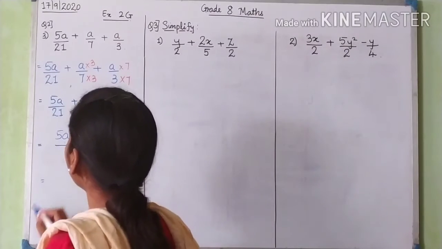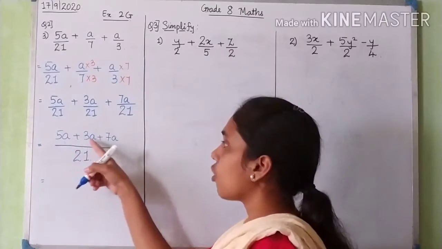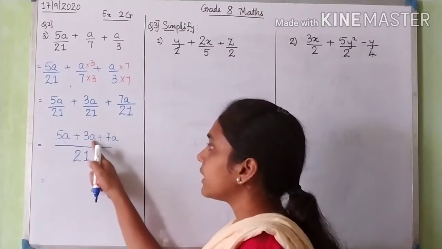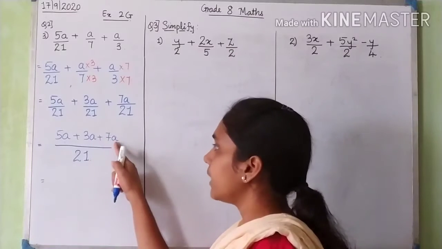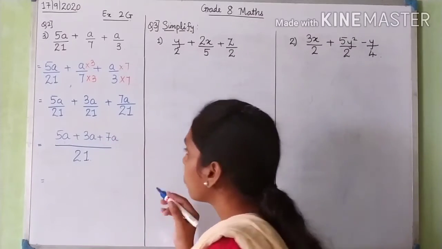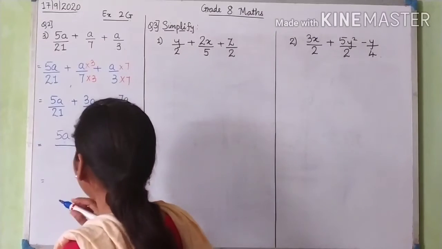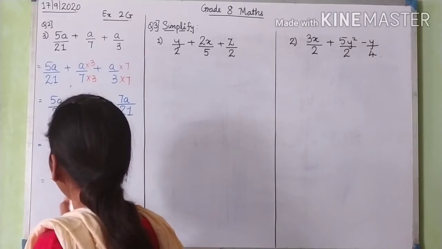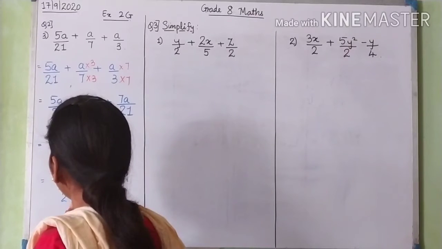Okay. So what is this addition? These all are like terms. These all are a terms, right? So 5a plus 3a is 8a. Then 8a plus 7a is 7, 14, 15. Okay. So 15a. So I get 15a divided by 21.